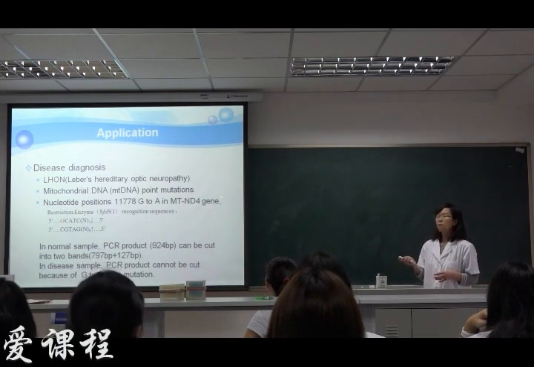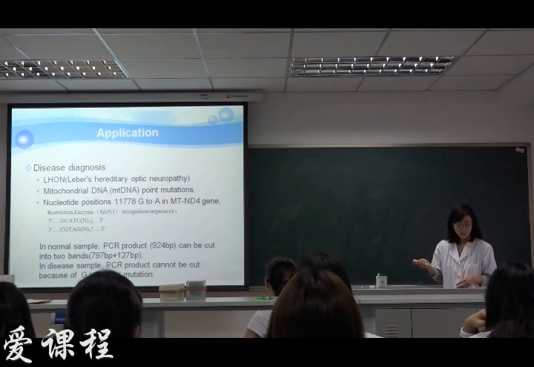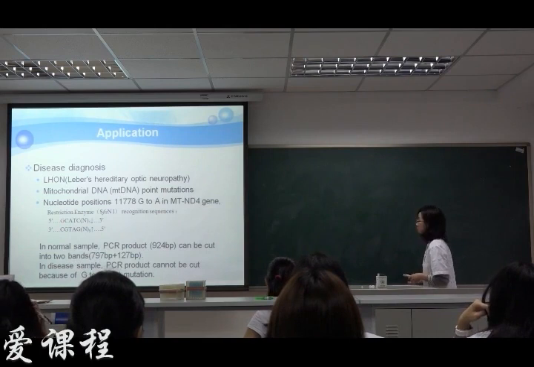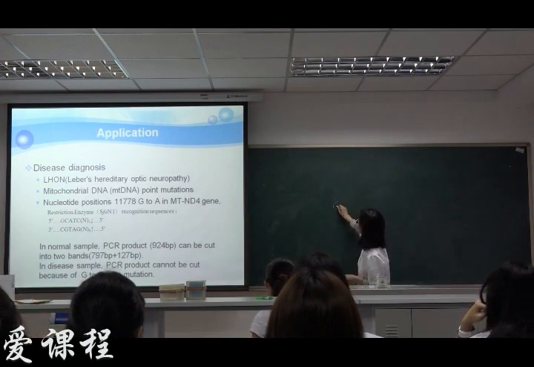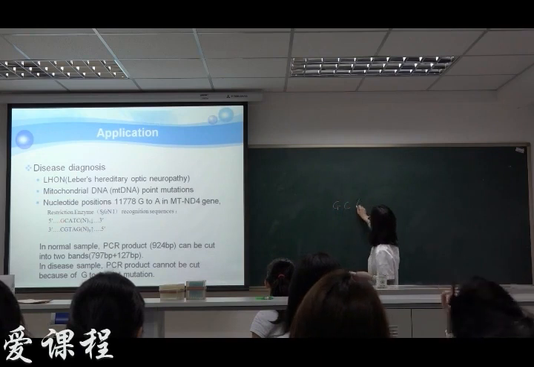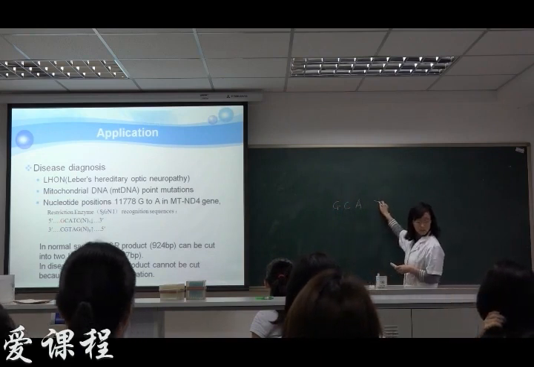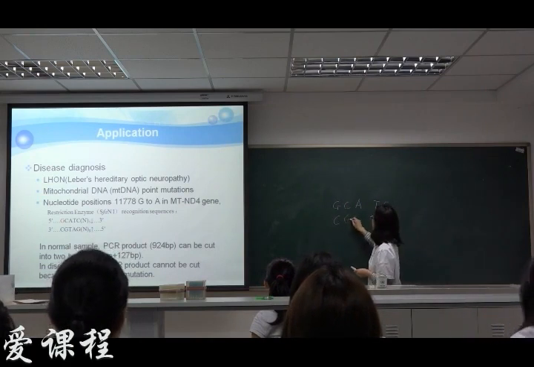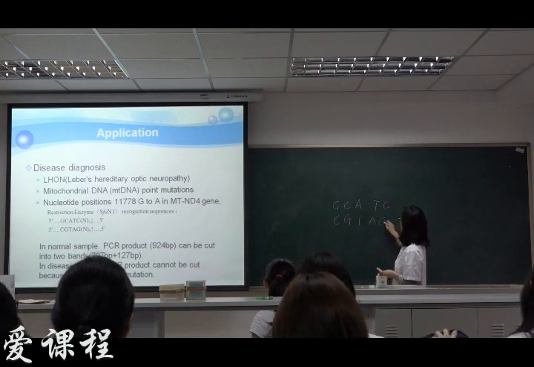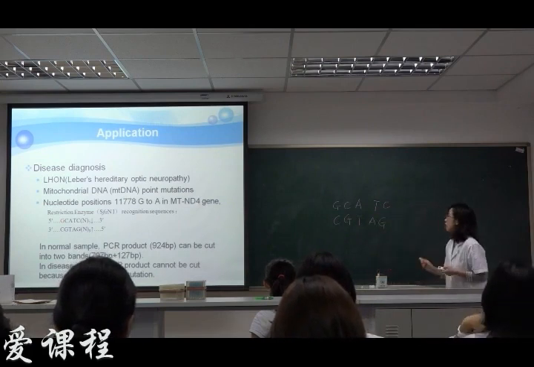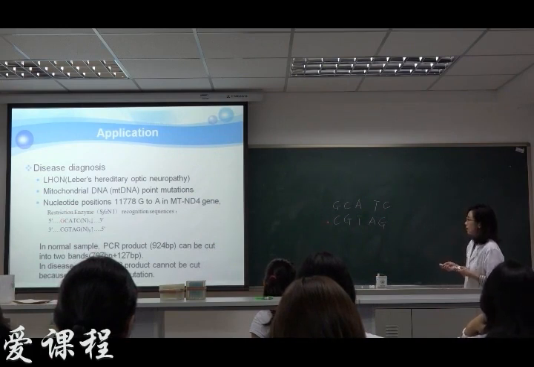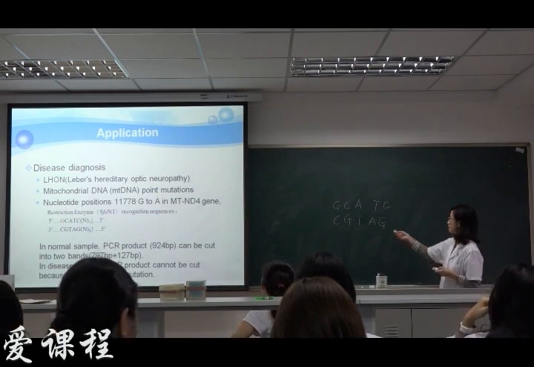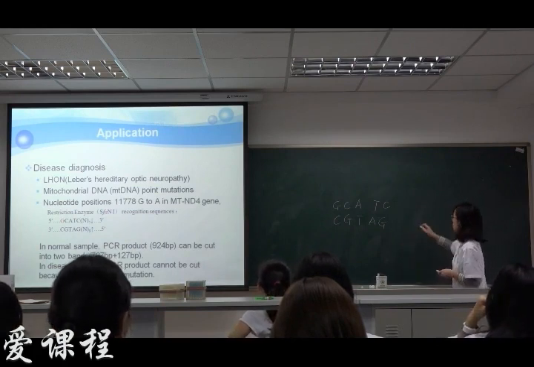And today we will check this. And we found, we can see here, this is the mitochondrial GCAPC, and another is CJTAG, and this is a restriction site, and one enzyme SFAN1 can recognize this, and it's interesting.